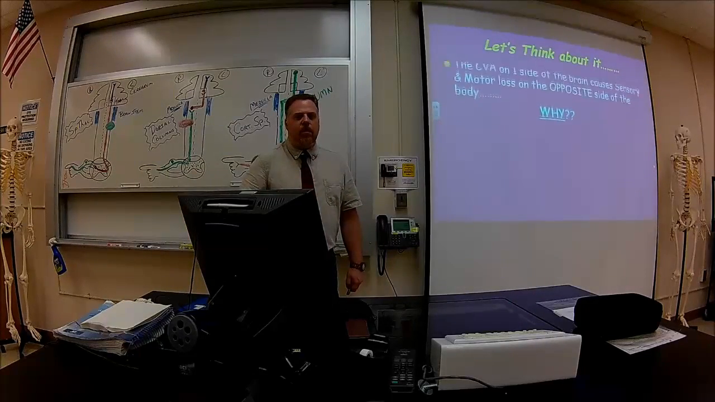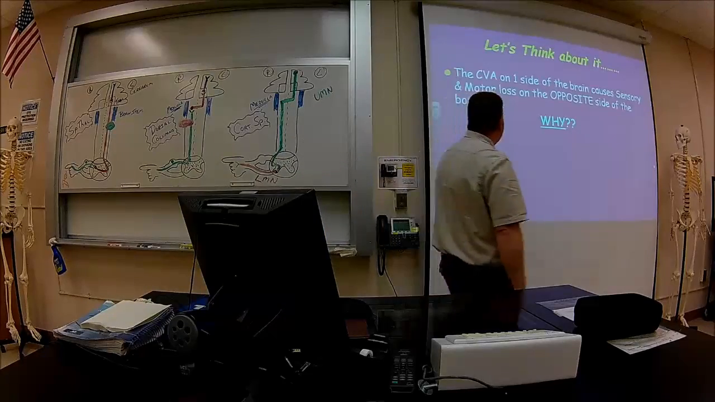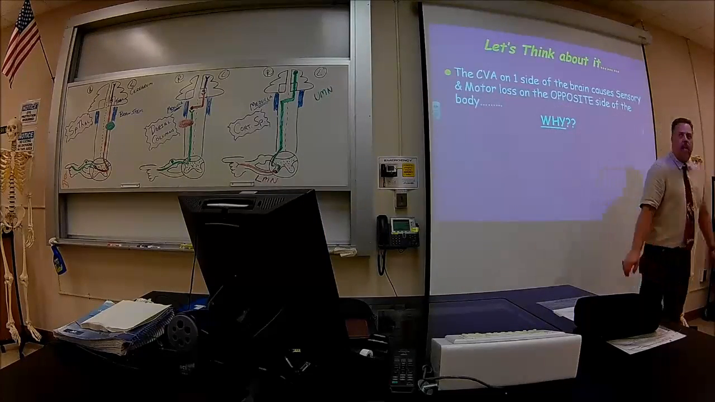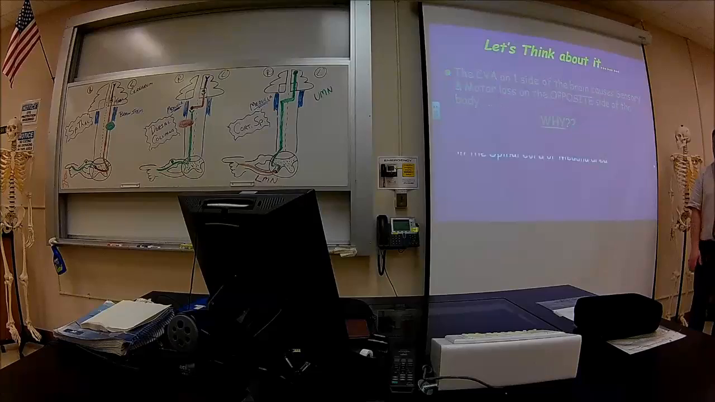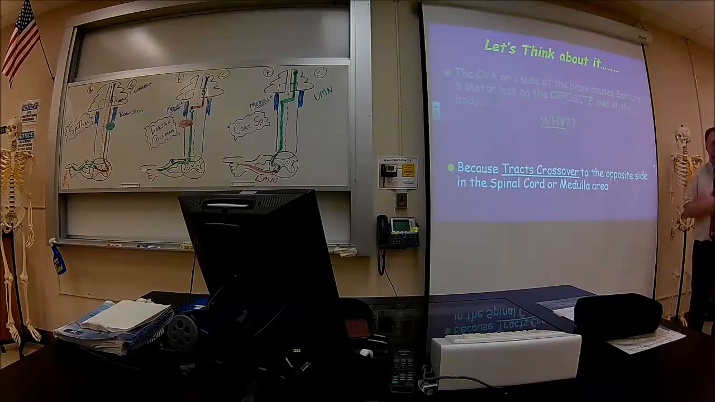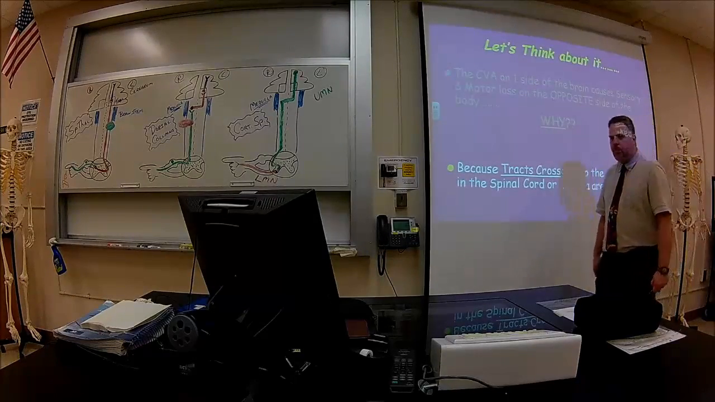Okay, so if you think about it, and you should understand this now, a CVA on one side of the brain will cause motor loss on the opposite side of the body. Why? You know it. I mean, it's pretty simple. You have the decussation, right? You got the crossing over going on. That's what it is. Tracks cross over. Okay?